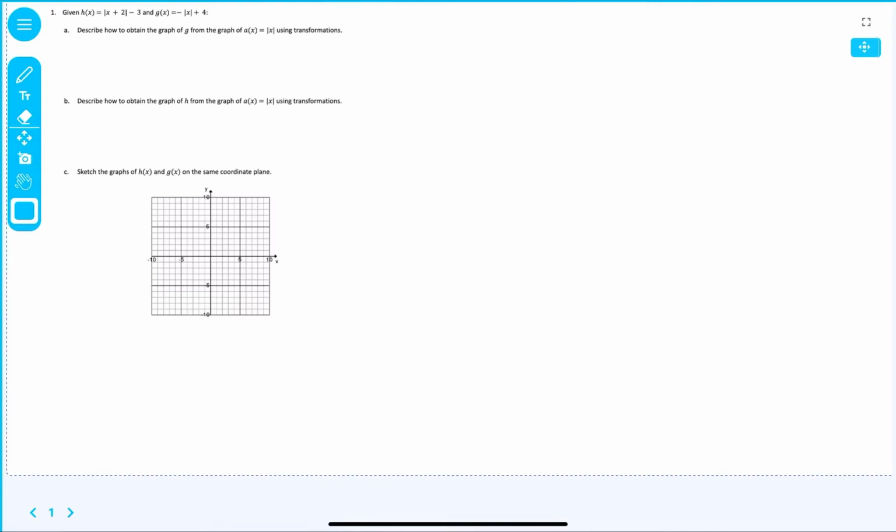Number 1 says, given h of x is equal to the absolute value of x plus 2 minus 3, and g of x is equal to the negative absolute value of x plus 4. Describe how to obtain the graph of g from the graph of a of x is equal to absolute value of x using transformations. So a of x is what we would call the parent function. So how would we get from a of x to g of x?